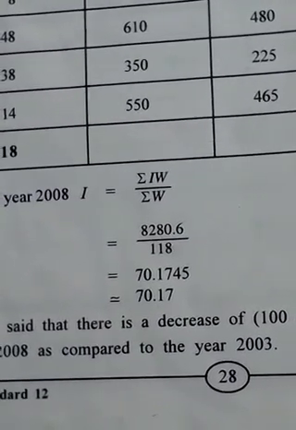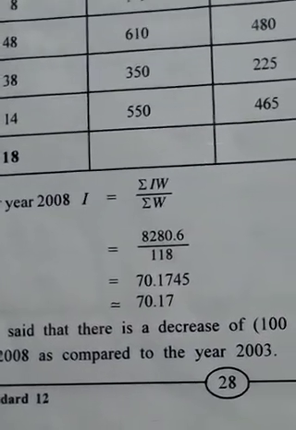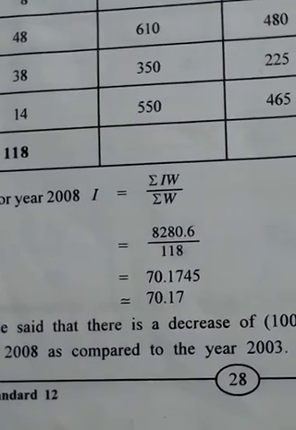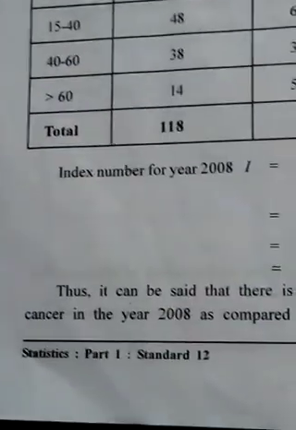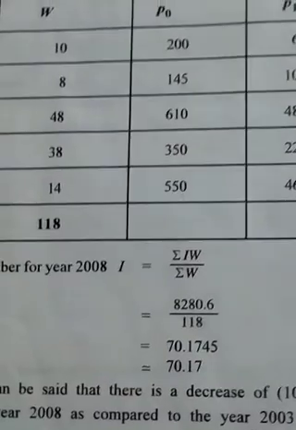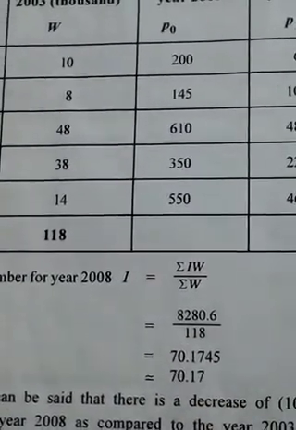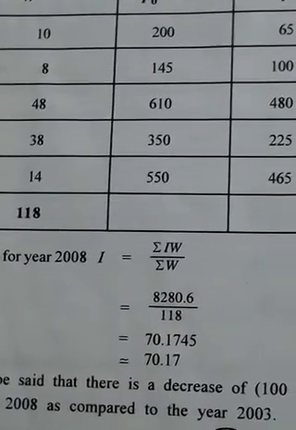And here you can see that 70.17 is less than 100. So compared to the base year, there is a decrease of 29.83% in cancer in the year 2008 as compared to the year 2003. So from base year to current year, we can see there is a reduction. Okay, so that is what the question is all about.